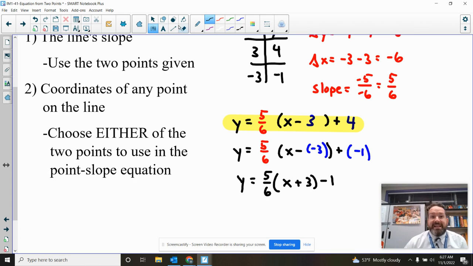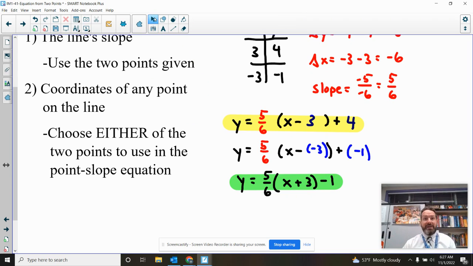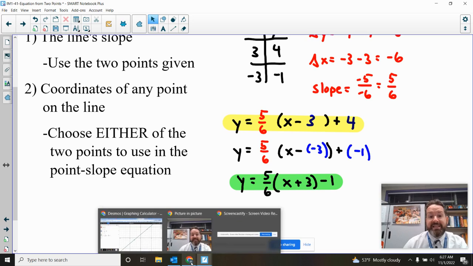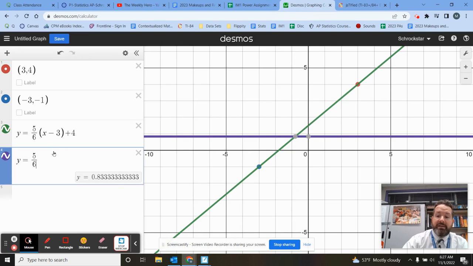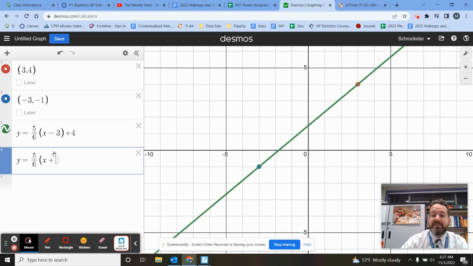Now, here's the fantastic thing. I'll highlight this and let's do it in a different color. This line is going to be the same line that we've already graphed. It looks different, but it's going to end up giving us the exact same points. So coming back here, a new line, y equals 5/6 x plus 3 minus 1. And look at that. It goes right through the exact same place.